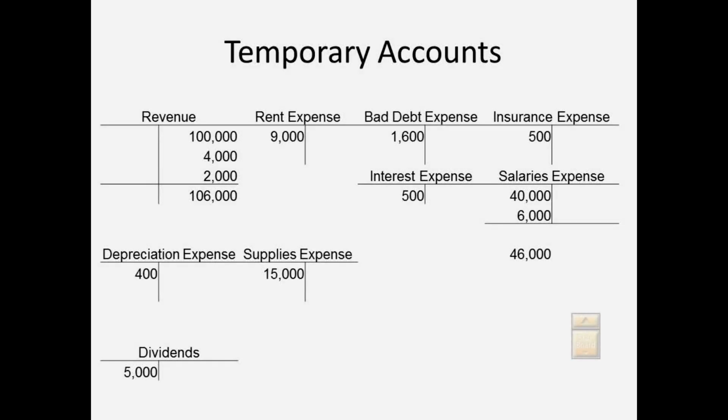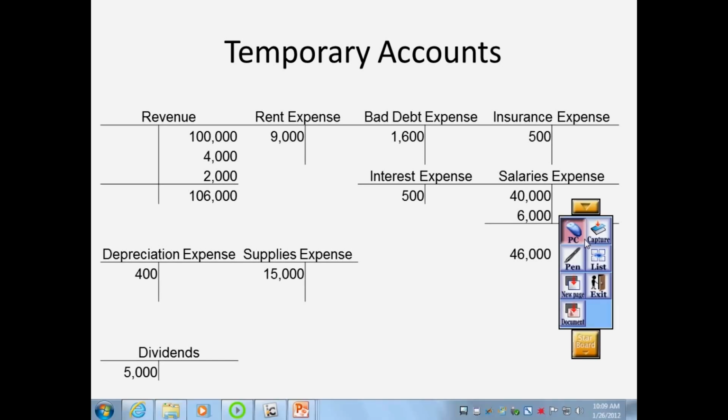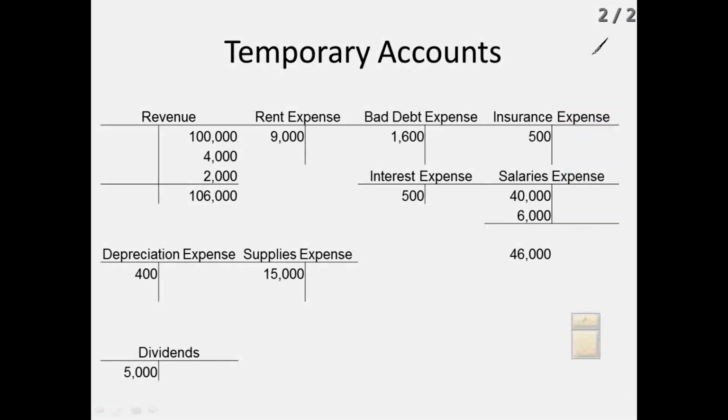What does it mean to close an account? Zero it out. What does that mean? I'm going to make you explain that further. Use revenue as an example. What does it mean to zero it out? Okay, so when you're telling me zero it out, you're saying I want the balance in revenue to be zero. How do you make that happen?